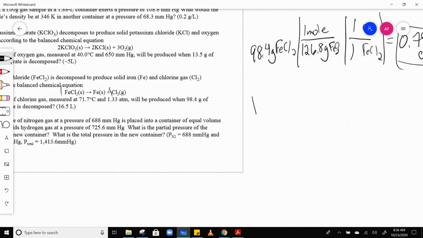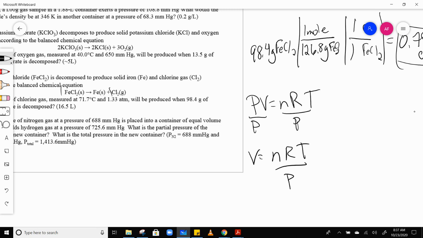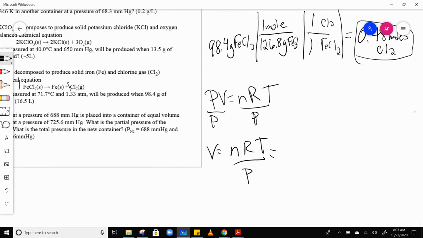Okay, so another trick here, you want to solve for volume. Even before you plug in numbers, you can solve for volume. So just divide by P. So V equals nRT over P. You could do that. Okay. n is 0.78. R is a constant, 0.0821.